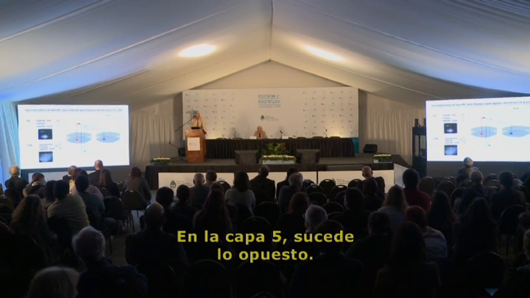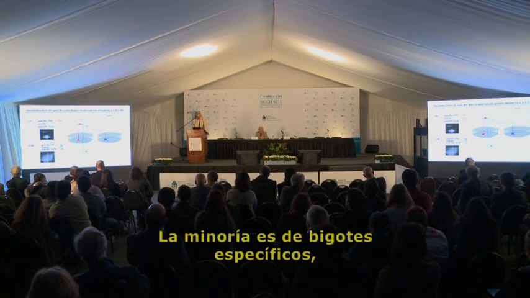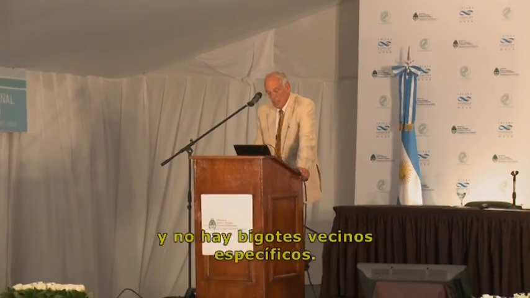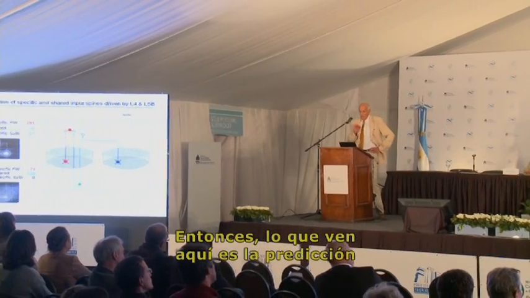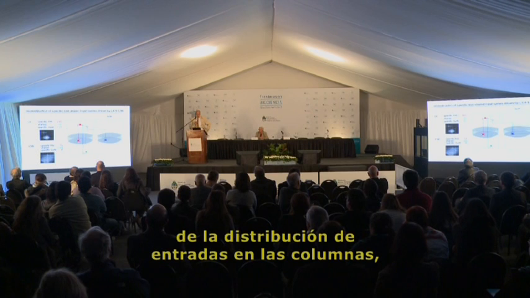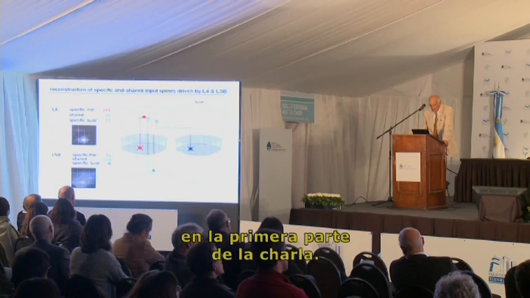The reverse is true for layer 5. A minority is specific for the principal whisker. Most of them are shared, and there are no surround-specific spines. So what you see here is the prediction of the distribution of inputs into spines based on this model that I showed you in the first part of the talk.